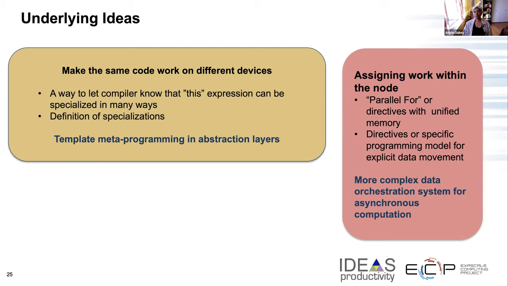A lot of what the abstraction layers are also providing functionality for is how to assign work within the node. So they provide parallel for constructs, or they provide ways through which directives can be used with unified memory. Or if unified memory is not being used, then directives or a specific programming model that can do explicit data movement. In many cases, that is an adequate solution, but if the application demands more complex data orchestration, then that orchestration system has to be built. And that is very much application dependent. It is my very firm opinion that every application should just pick up a solution that's complex enough and no more complex than needed for their own purposes.